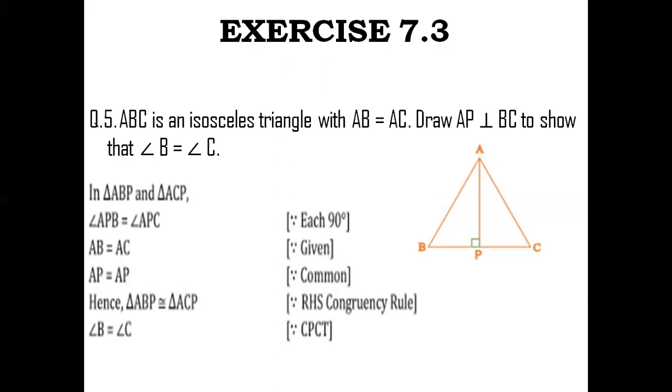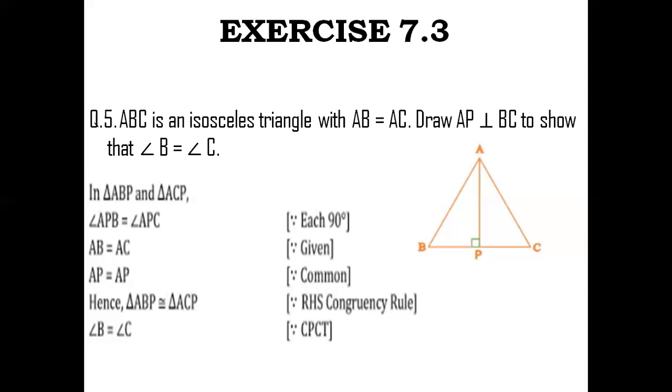From that, you can see there are two triangles, triangle ABP and triangle ACP. Now, if I look into the figure, there are a few given facts. One of them is AP is perpendicular to BC. That means angle APB is equal to angle APC because both of them are equal to 90 degrees. Also, AB is equal to AC because ABC is isosceles. It's given in the question. Also, AP, the side, is common to both the triangles. So AP is equal to AP.